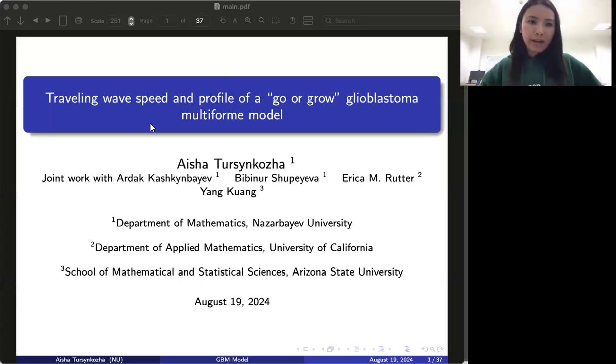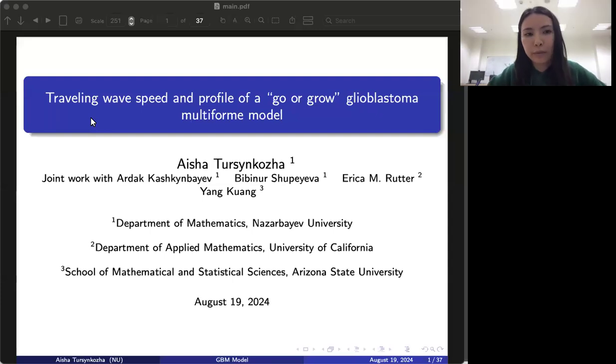So today I will be covering the topic of glioblastoma. I will be talking about the traveling wave speed and the profile of glioblastoma multiforme. This is joint work with my PhD supervisors, Professor Arda Kashkambayev and Young Professor Yang Kwang, and also the collaborators Vibinur Shupieva and Erika Rutter.